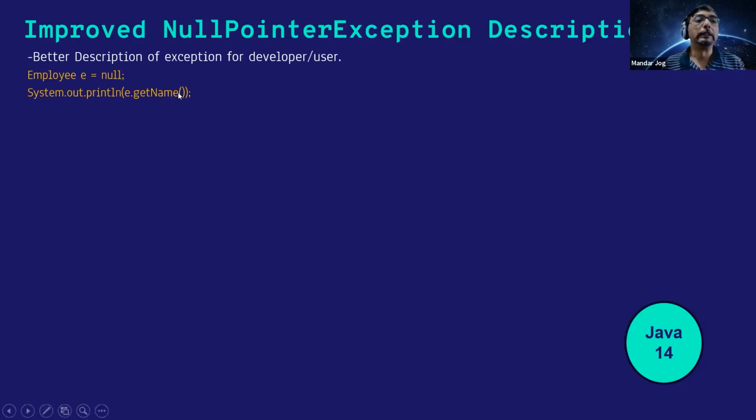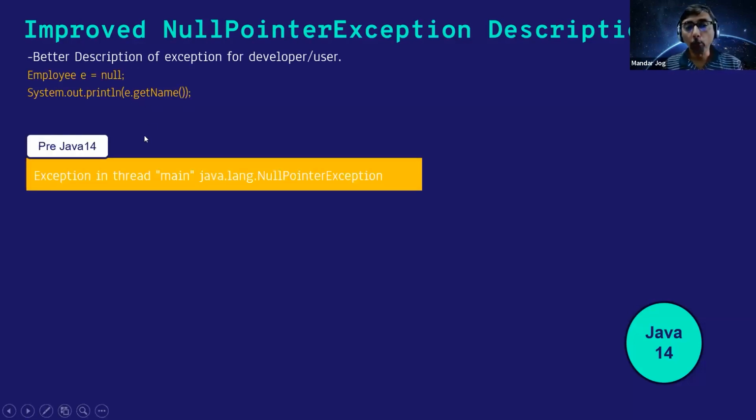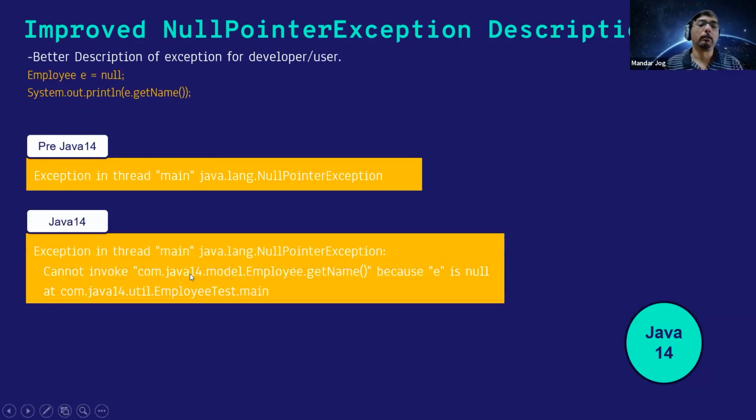If you see here, Employee e is equal to null, assuming that there is an Employee class available which contains getName, and I'm trying to print the name of the employee. Before Java 14, it will show the exception: Exception in thread main java.lang.NullPointerException, and probably the line number or something like that. If I go to Java 14, see the way it is: Exception in thread main java.lang.NullPointerException: Cannot invoke com.java14.model.Employee.getName because e is null at com.java14.util.EmployeeTest.main. EmployeeTest.main is the public static void main inside EmployeeTest, inside which this code is written.